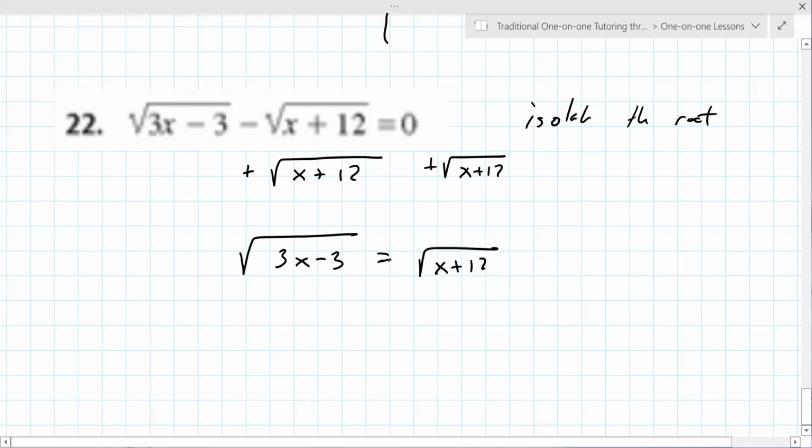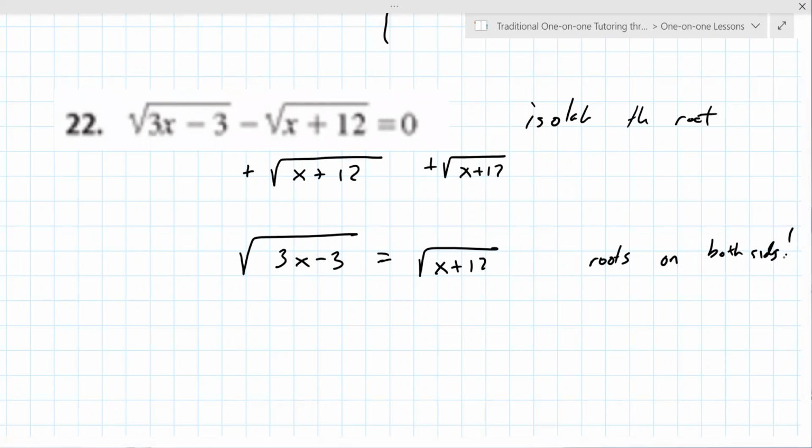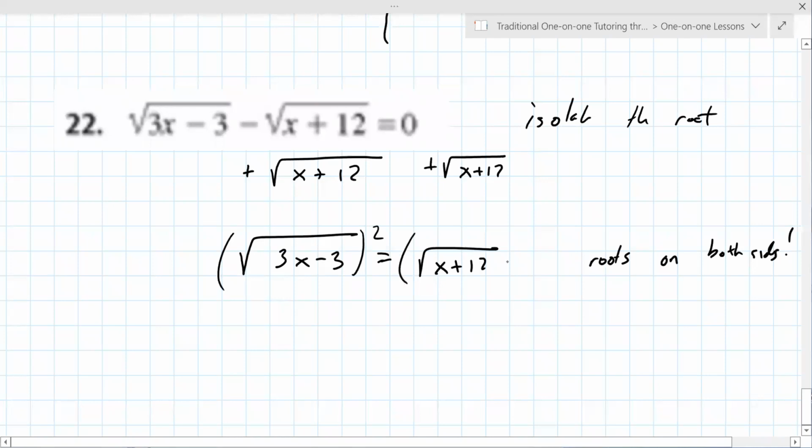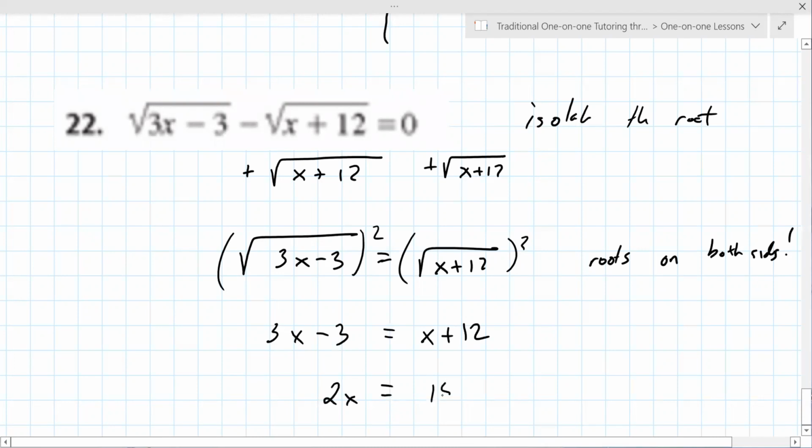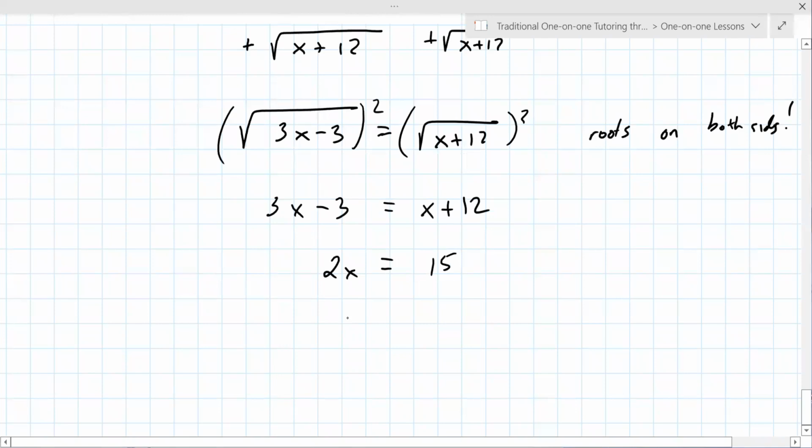So you cannot actually isolate the root in this problem. You have roots on both sides, but that's actually okay. Because when you square both sides, what happens to the roots? They cancel out. So you're going to actually square both sides. 3x minus 3 equals x plus 12. And then you just solve it the way you've done these types of equations in previous years. You get your x by itself, move things around here. So 2x equals 15. Can't believe they didn't give you one that was nice. x equals 15 over 2.